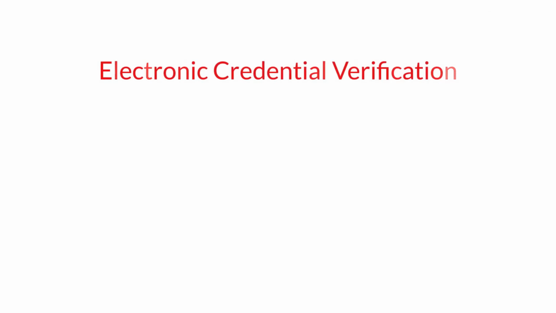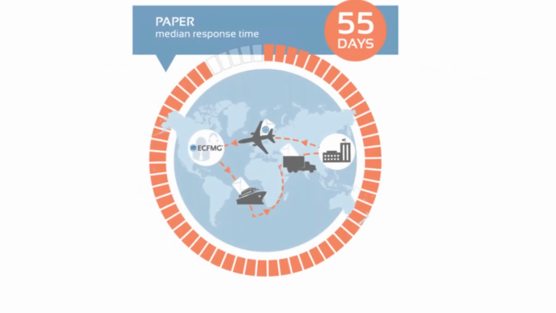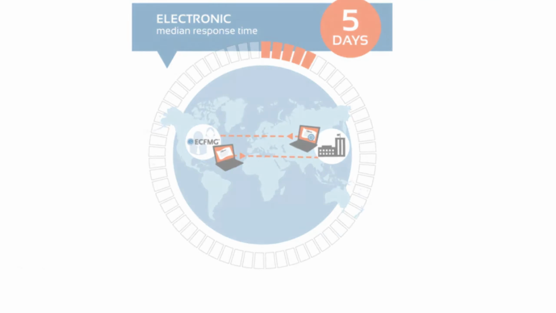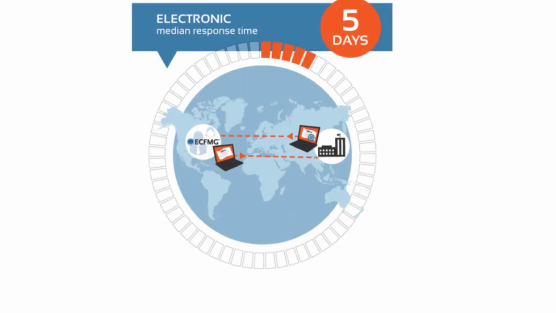Now I will talk a little bit about electronic credential verification. Electronic verification is free for your medical schools and makes the process of verifying credentials faster, easier, and more efficient. Through this program, authorized medical school officials can verify the credentials over the internet rather than using the traditional paper-based process. Here you can see the median response time from your medical school is 55 days in the case of paper-based verification. On the other hand, it is only 5 days when it comes to electronic verification.